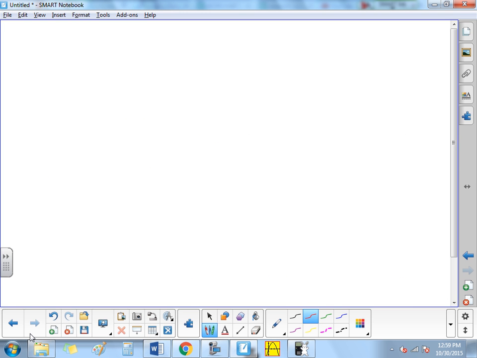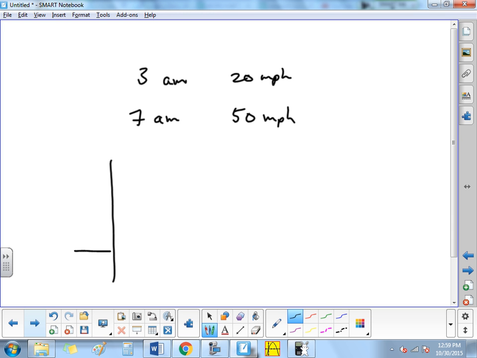Okay, now let's go on, and let's talk about a decelerating object. So let's say at 3 a.m., the object is moving at 20 miles per hour, and at 7 a.m., the object is moving at 50 miles per hour. So this object is no longer moving at a constant speed. In fact, let's just assume it's got a constant acceleration. So it's 1, 2, 3, 4, 5, 6, 7.